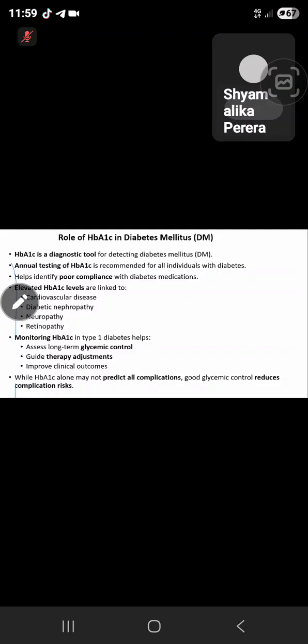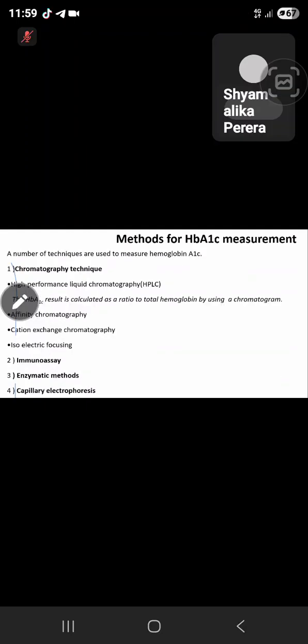So other than fasting blood sugar, HbA1c is just as important. HbA1c can evaluate your 3 month control as well as the later complications. That's why HbA1c is a good glycemic control test in our system. There are numerous methods for HbA1c measurement.